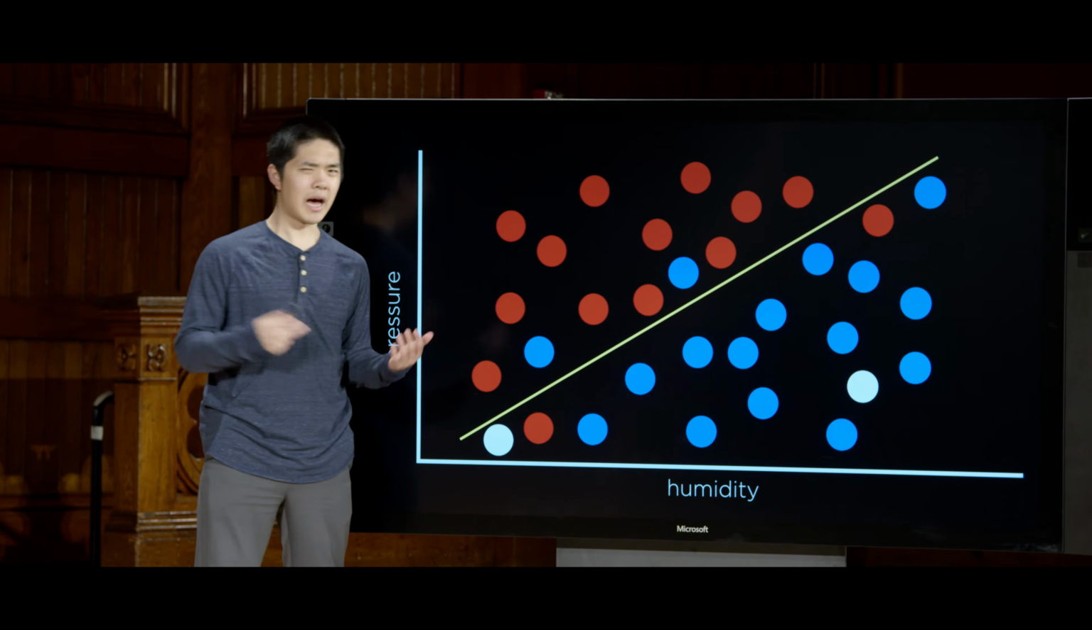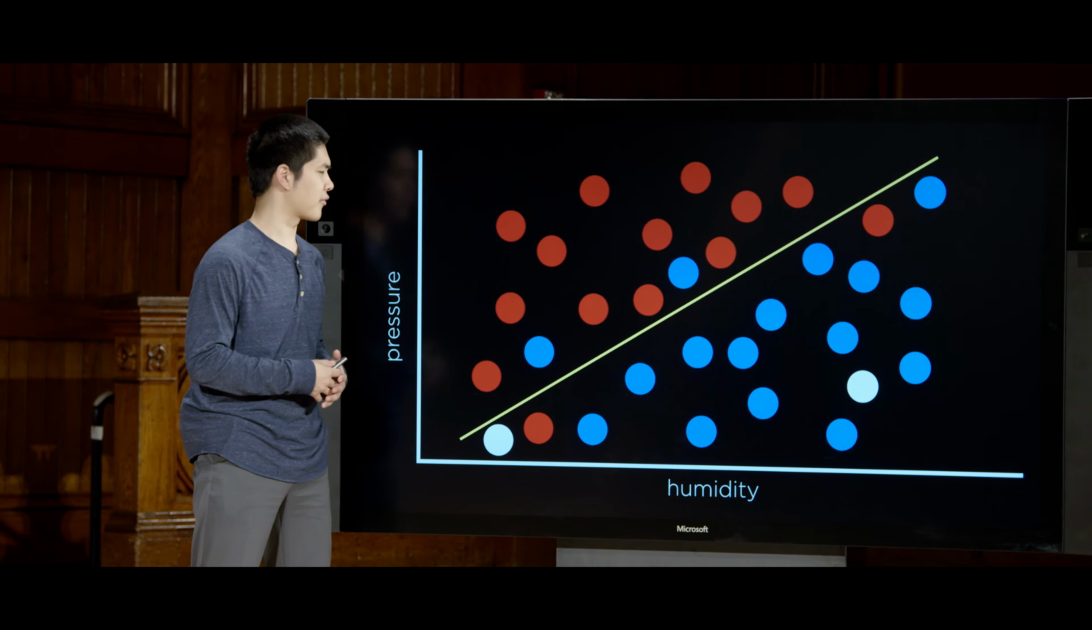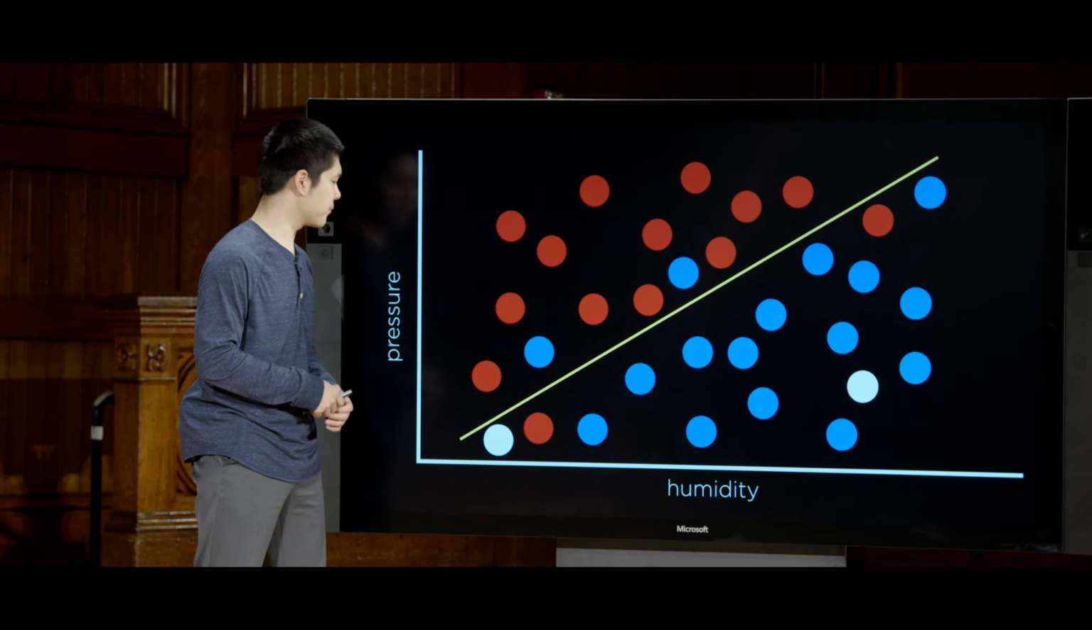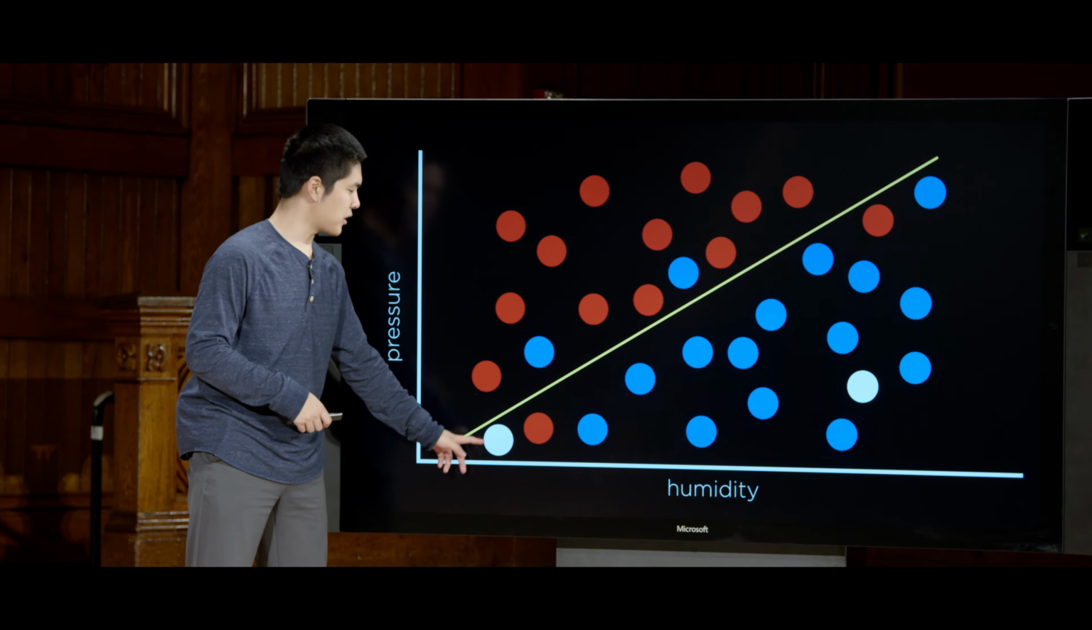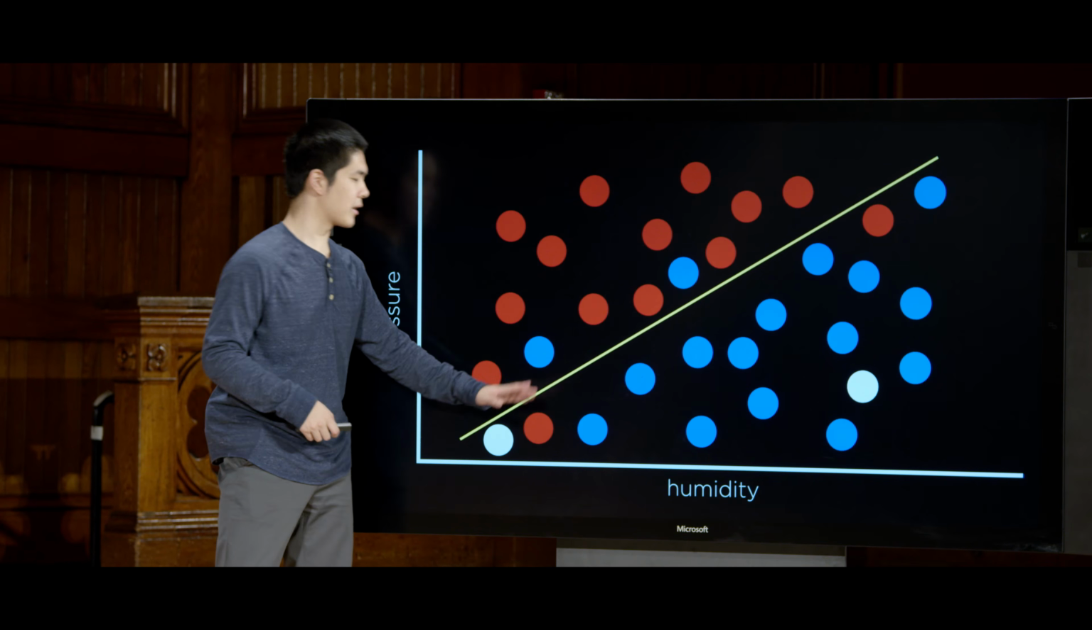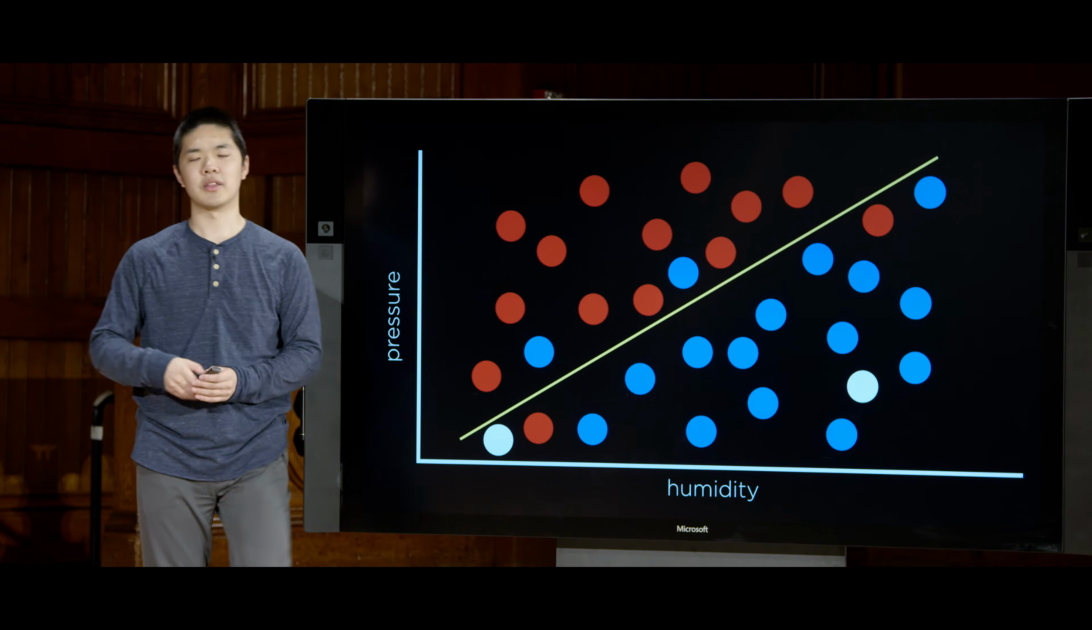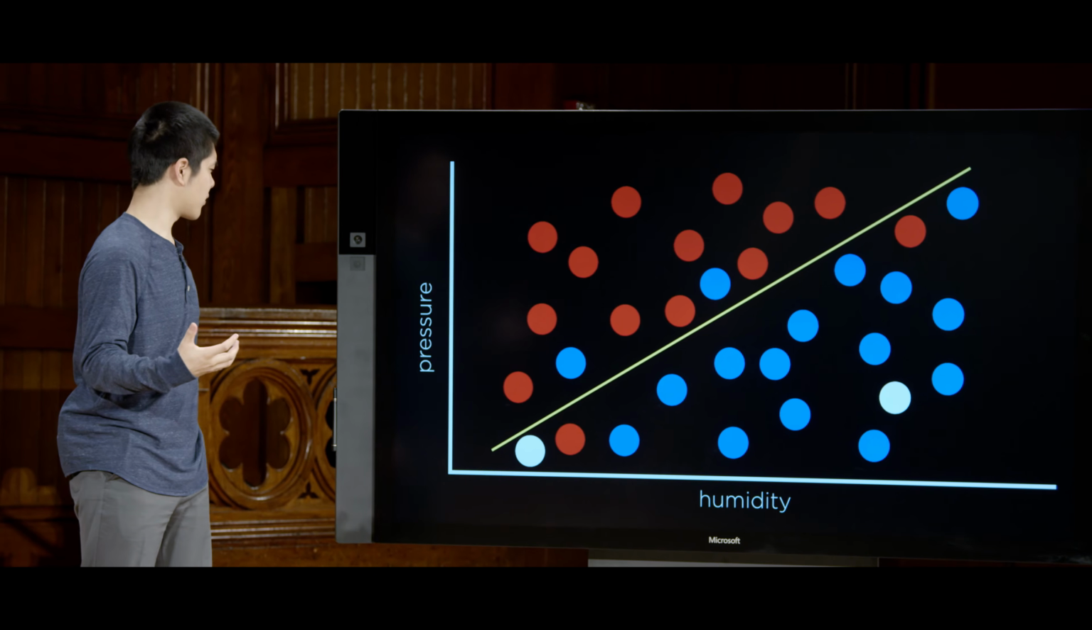And if we're using the line strategy of just which side of the line does it fall on, which side of this decision boundary, well, we'd also say that this point here is also a rainy day, because it falls on the side of the line that corresponds to rainy days.